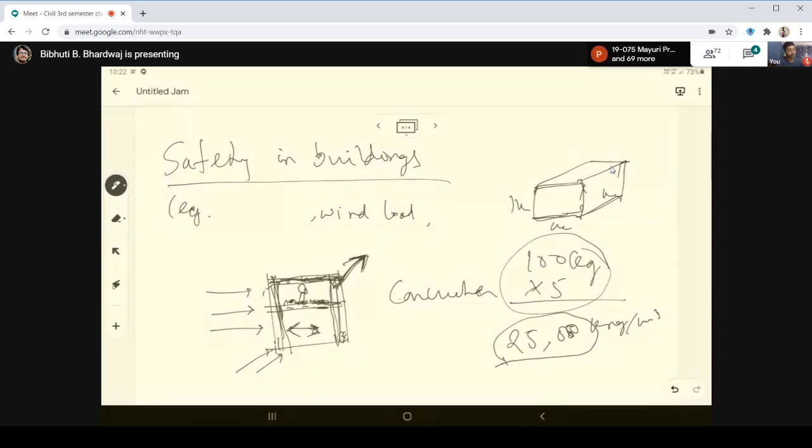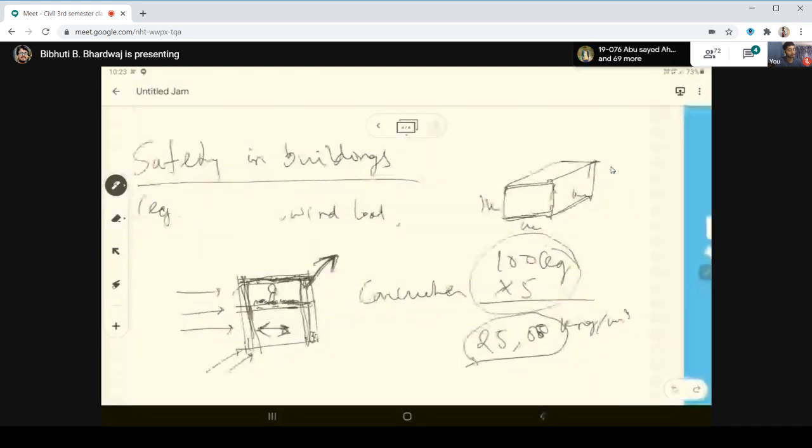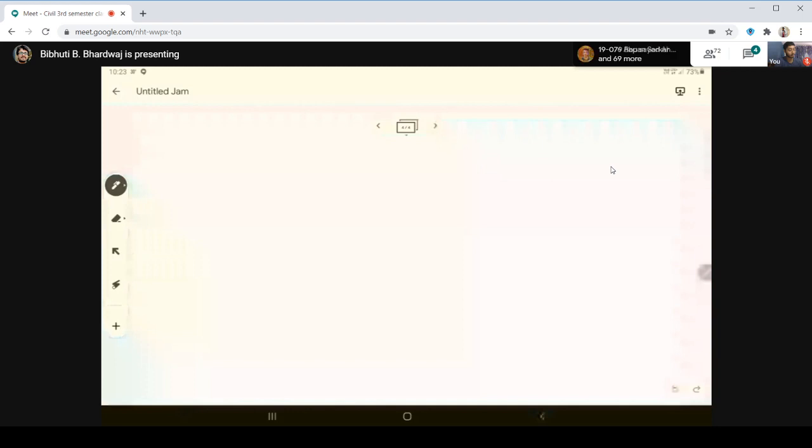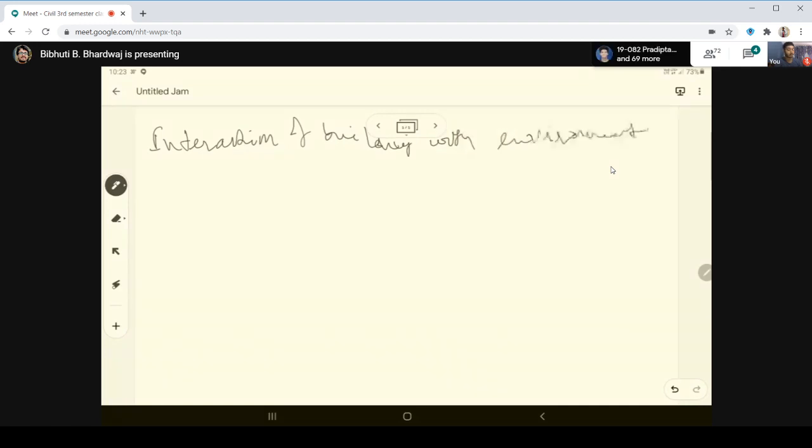All right. So next, you write down interaction of buildings with environment. What are the environmental conditions with which the building interacts? We will see. So one by one you write down.